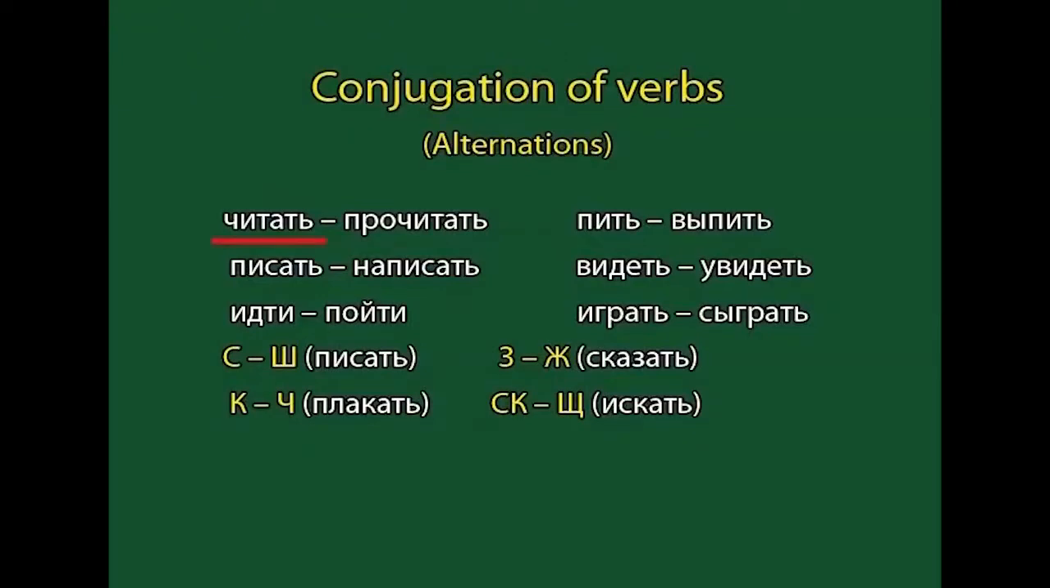As you can see, chitach is imperfective aspect, prachitach is perfective aspect. Peach is imperfective, vipich is the perfective aspect. Pisach imperfective, napisach perfective aspect. Vijich imperfective, uvijich perfective aspect. Ichi, which is to go or to come, is imperfective aspect and paichi is perfective aspect. Igrach, to play, is imperfective aspect and sigrach is perfective aspect.